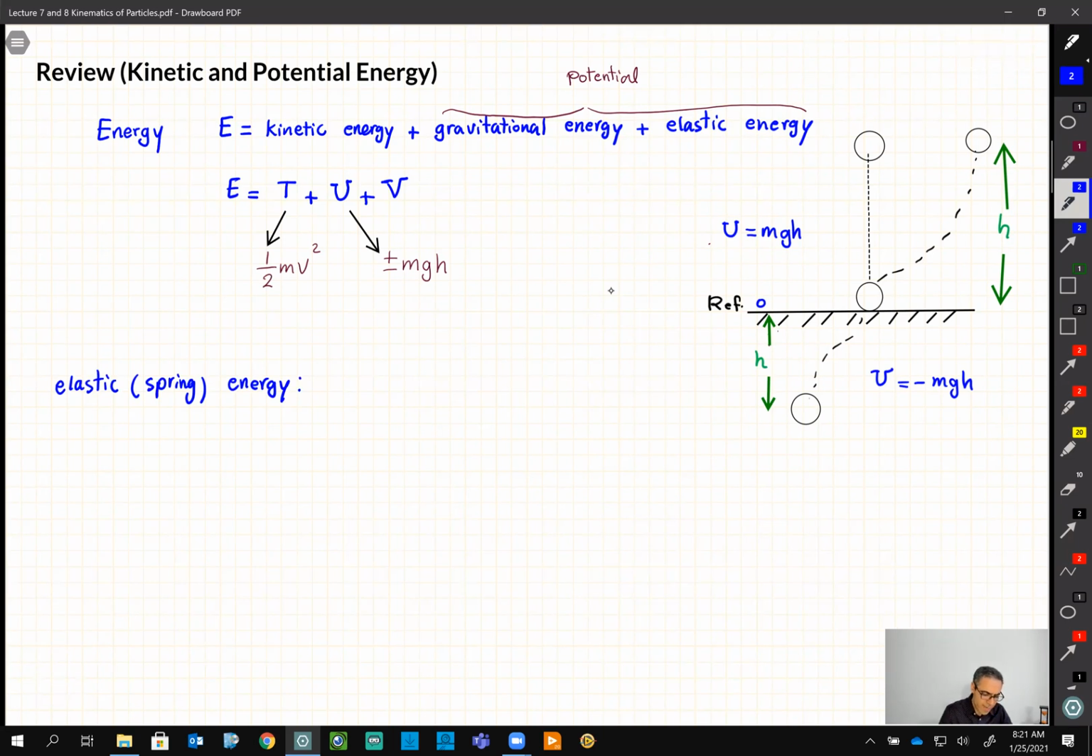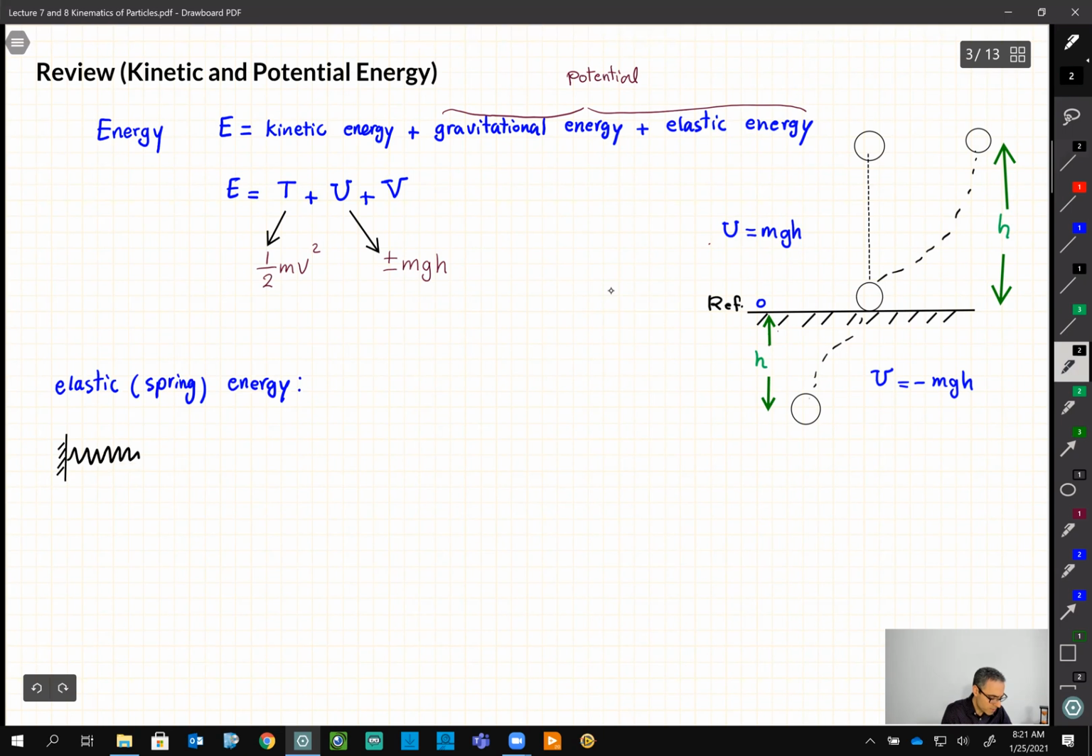Again, in this course, we deal with two types of springs. One is a linear spring, something like that, with stiffness K, and I apply a load F. Or it can be a torsional spring, which we show by KT.